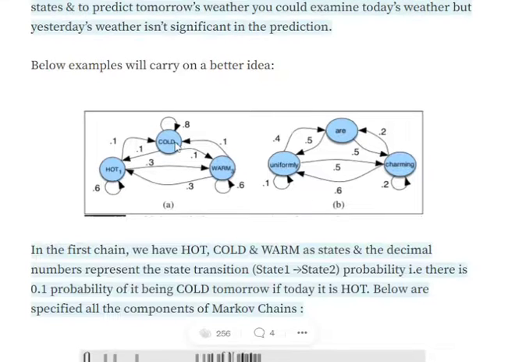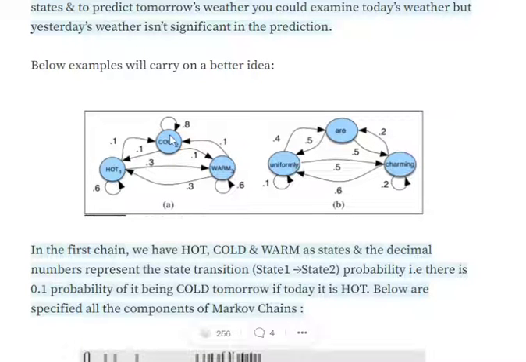As you can see in the example, we have the blue nodes as the weather, and the numbers written are the probabilities of the next state if the current state is the blue state. For example, if we are standing at hot, then there is a probability of 0.6 that the next day would also be hot. Also, there is a probability of 0.1 that the next day can be cold, and 0.3 that the next day can be warm.